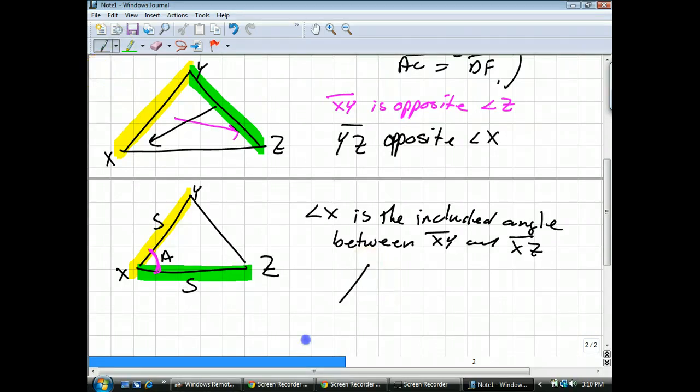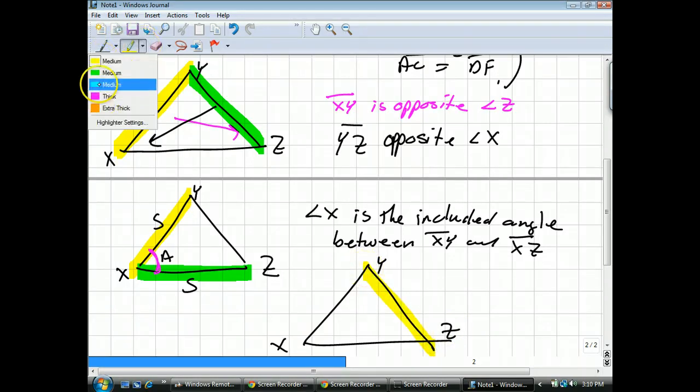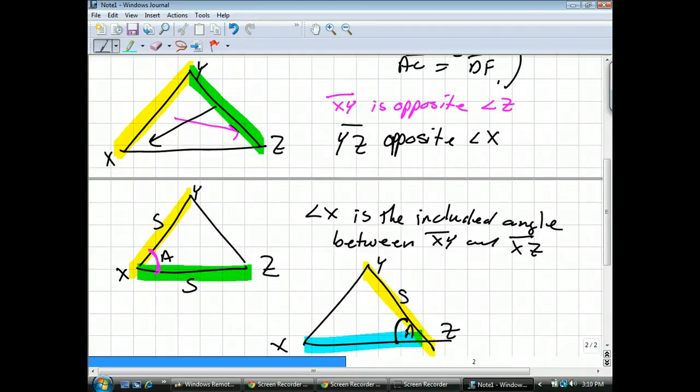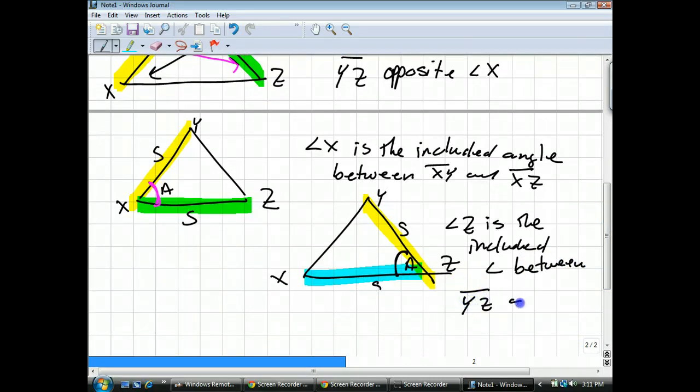Okay? So if I had this triangle and I was talking about angle Z, then angle Z is formed by this and this. So angle Z is the included angle there, and it is included between side YZ and side XZ. Okay, so this is side, angle, side. So angle Z is the included angle between segment YZ and segment XZ. Okay? So it's important to be able to identify the included angle. That's the key word here. The included angle. Okay?